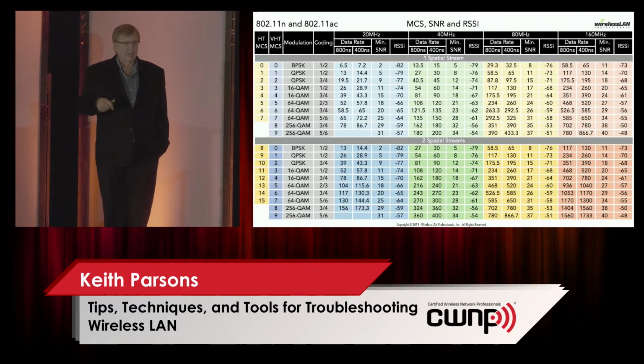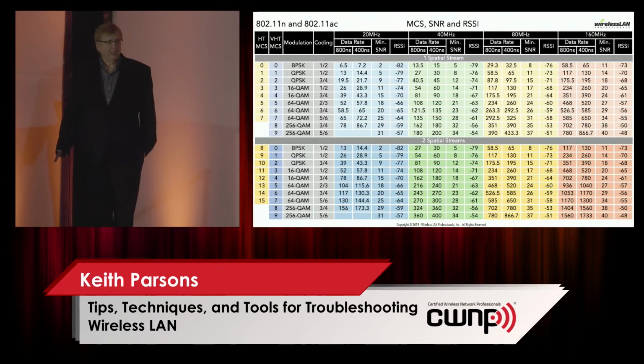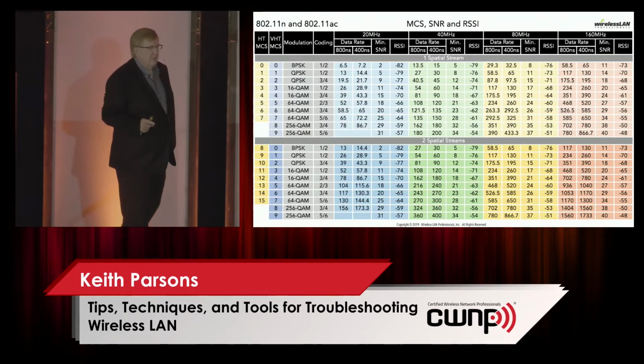I love this chart. I use it all the time, because it tells me about it. Now, Windows people in the room, how do you find out what your MCS is?